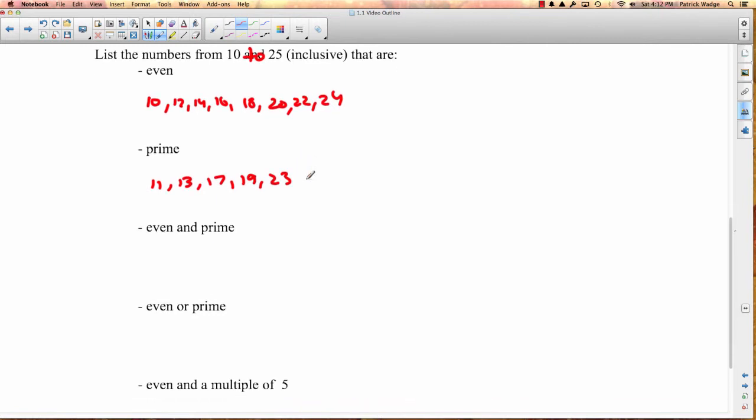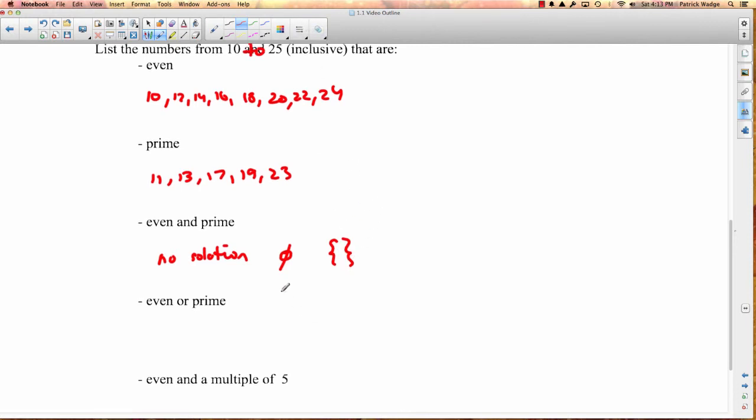Okay, even and prime. If it's even and prime, the number has to show up in the first list, be even, and also show up in the second list, be prime. How many numbers show up in both lists? None. So what you would say is no solution, or no answer, or you put this, which means the empty set. Remember, we've talked about the empty set before. We're going to be talking more about it next time, and next time we might have it looking like this: a set with nothing in it. Anyway, don't get confused. We'll talk about that next time.